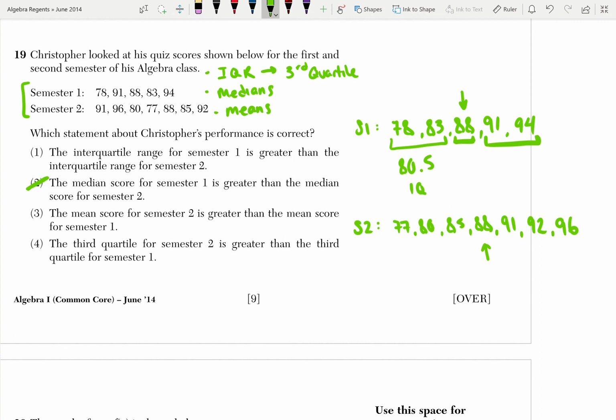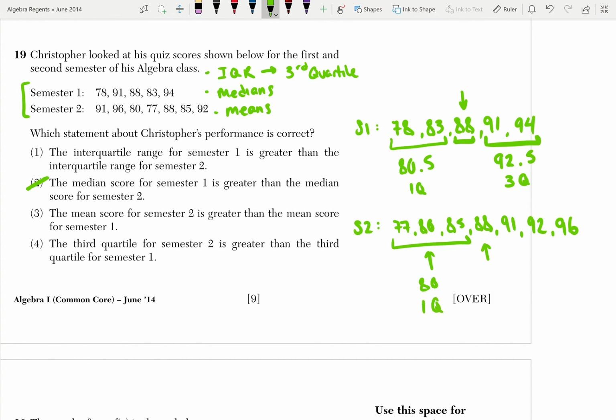So that's 94 plus 91 divided by 2, which gives us 92.5 is our third quartile for first semester. Okay, we're going to do the same thing for semester 2. We're going to calculate the first quartile first. We're just looking at the numbers to the left of the median. There's three numbers, so there is a number in the middle, and that's 80. 80 is the median of the numbers to the left, and that's the first quartile.